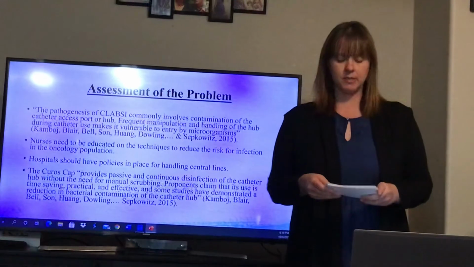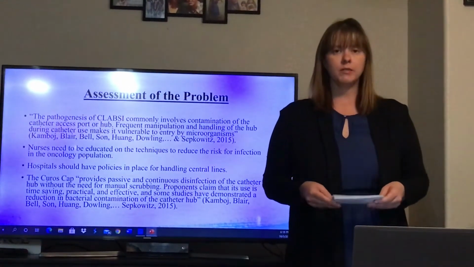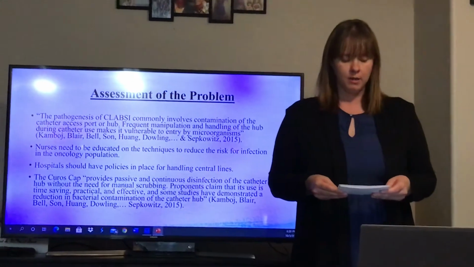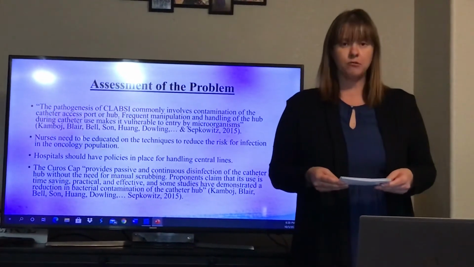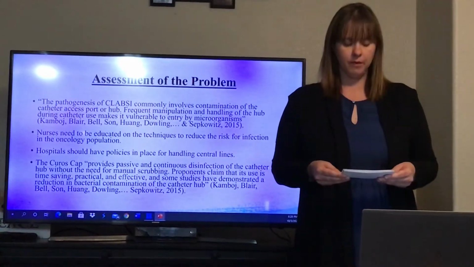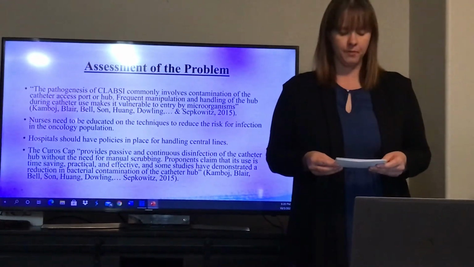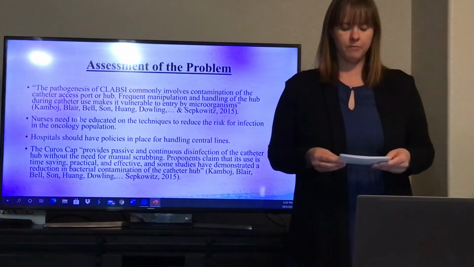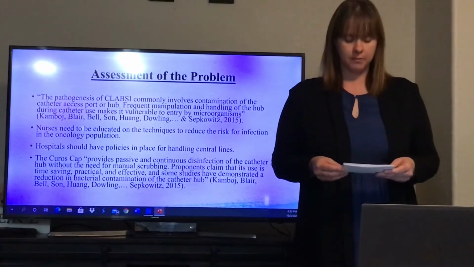Next, I will assess the problem. According to Kekeisen, Blair, Bell, Sun, Wong, Darling, Sinderman, Egan, and Sepkowitz, the pathogenesis of central line associated bloodstream infections commonly involves contamination of the catheter access port or hub. Frequent handling of the hub during catheter use makes it vulnerable to injury by microorganisms.